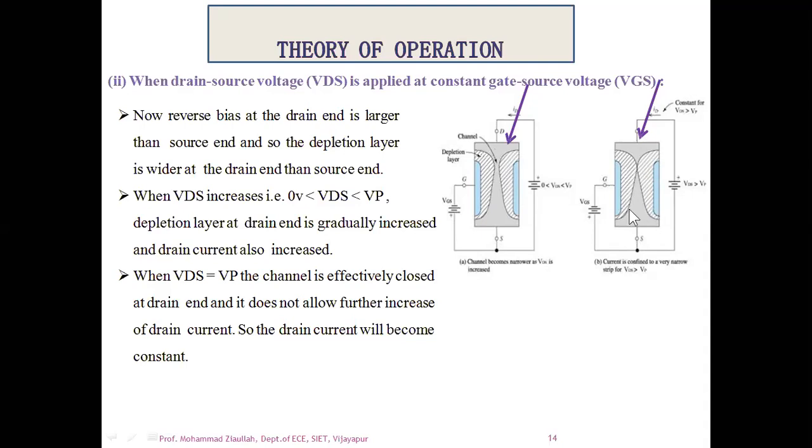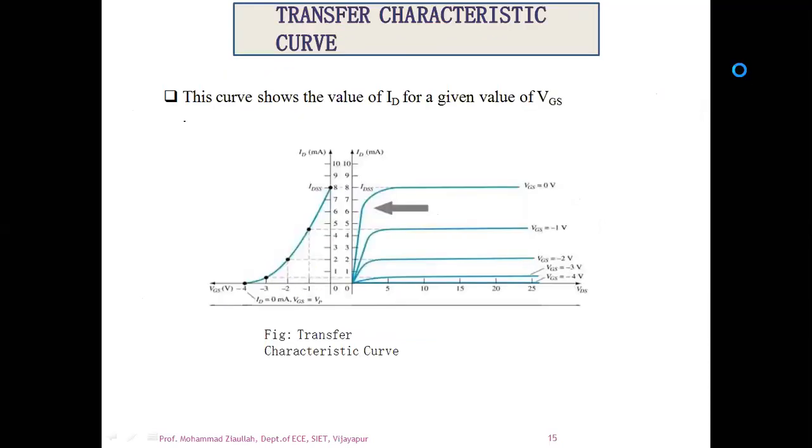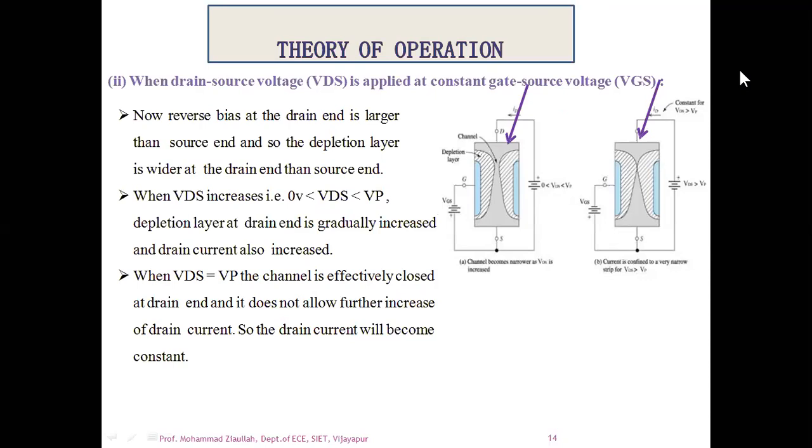Now the condition is, if the two voltages are made equal, that is, your applied VDS is equal to the threshold value that we have kept, then during that particular condition the whole channel itself is closed and no further charge will flow from source to drain. So this is the second condition of the JFET.